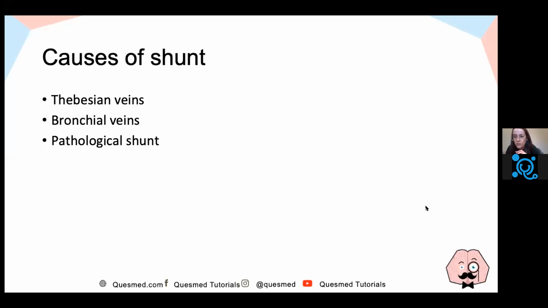What are the pathological types of shunt? So pathological types of shunt would be things, for example, that would cause the alveoli to not be able to take part in gas exchange. So if the alveoli were filled with fluid or filled with infection, they wouldn't be able to get air into the alveoli, but they would still have blood flowing to the alveoli, and therefore you would get further deoxygenated blood rejoining the left-sided circulation. Does that make sense?